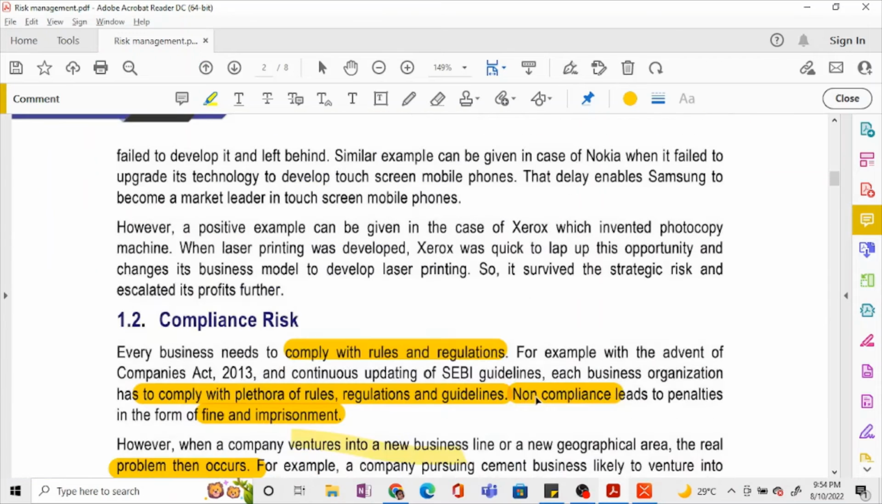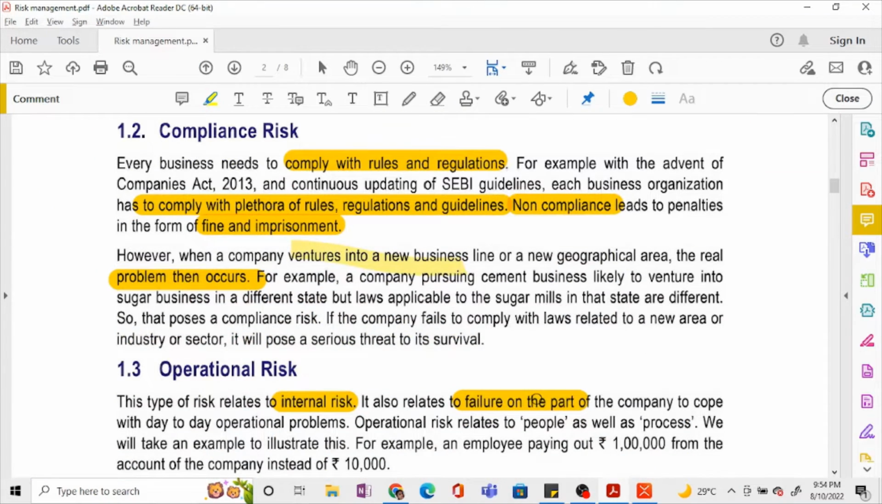Next, compliance risk. What is meant by compliance risk? Every organization needs to comply with certain laws and regulations. There are rules, guidelines, and regulations in certain areas. If they fail to comply with them, they will be liable for penalty and also imprisonment. Whenever a company is venturing into a new business, there are various types of risk. That is the compliance. They have to comply with the rules and regulations. If they are not compliant, compliance risk will arise. Problems will occur. That is called compliance risk.